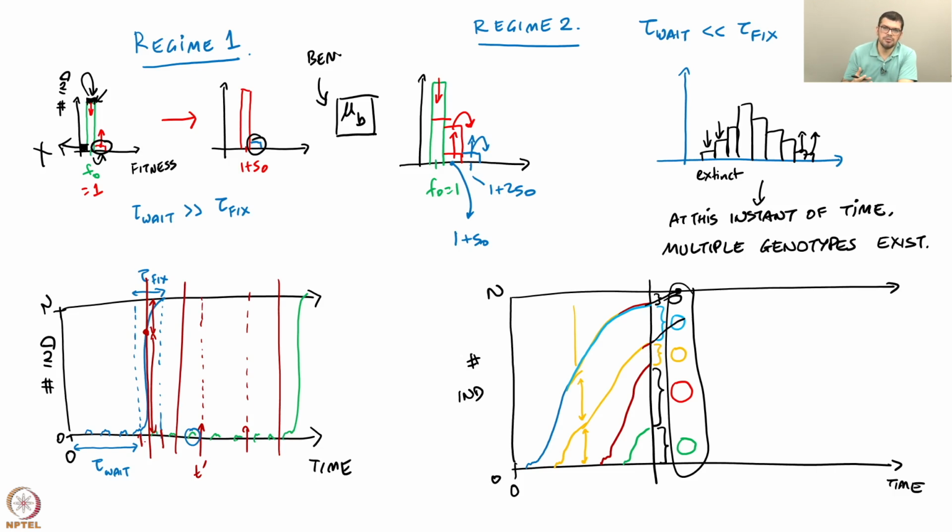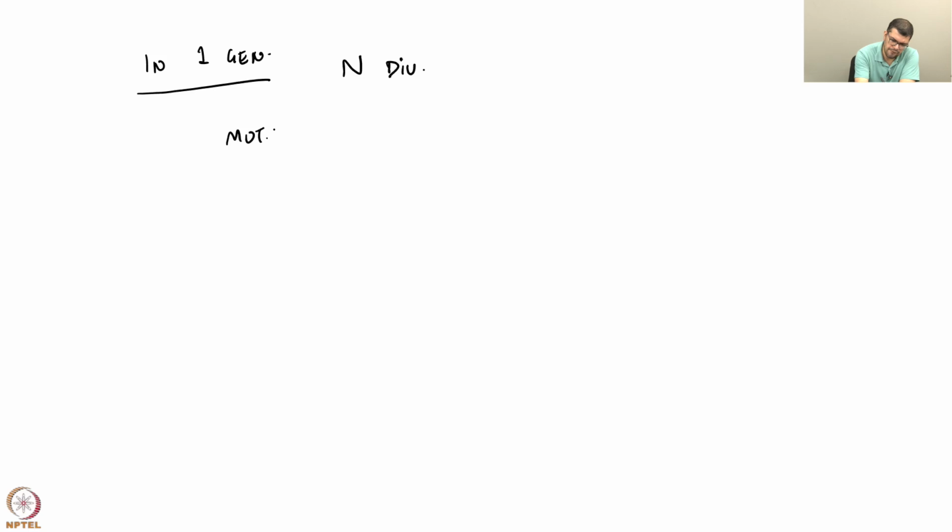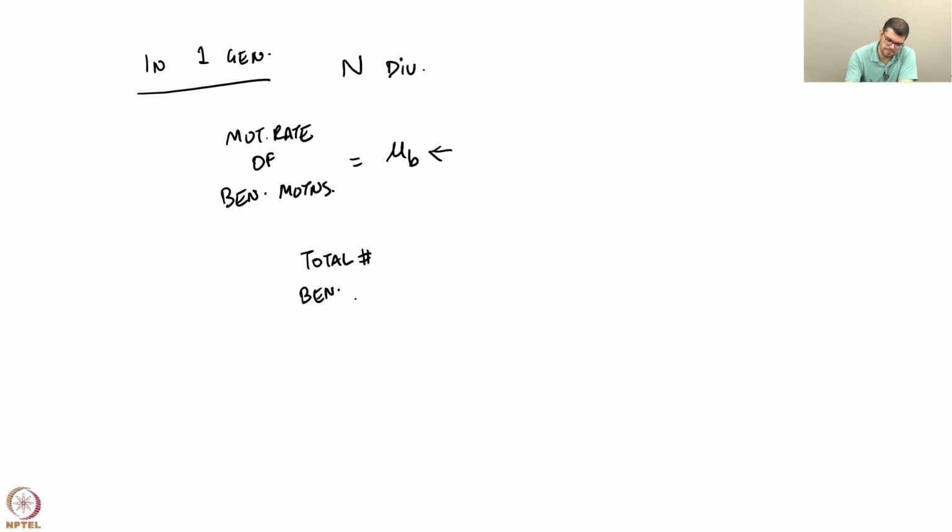Maybe it is 10 times less than mu, maybe it is 100 times less than mu, but those precise numbers are context dependent. All right. So, if in one generation n divisions took place, and the mutation rate of beneficial mutations was mu b, this is the chance that one cell division leads to a progeny which is carrying a beneficial mutation. Then the total number of beneficial mutations in this generation is simply equal to n mu b.